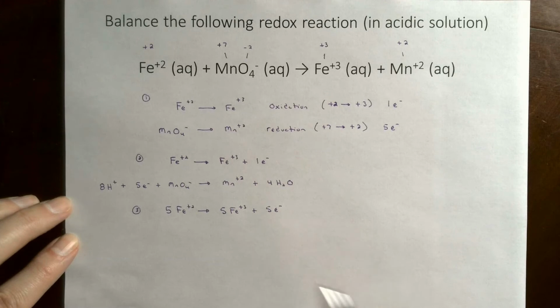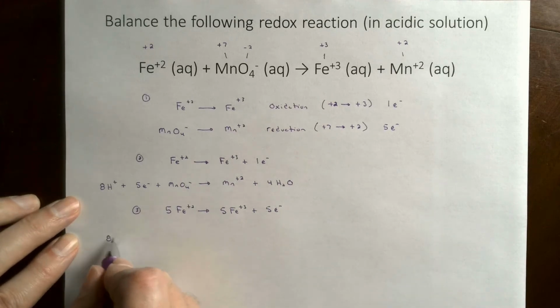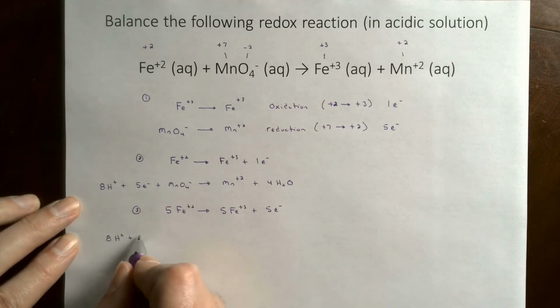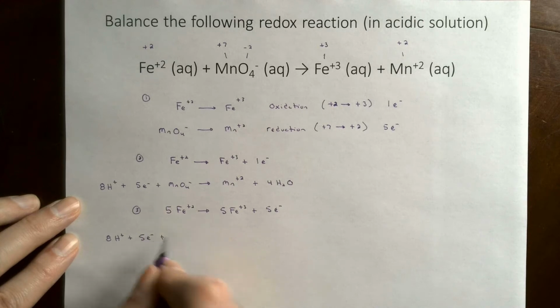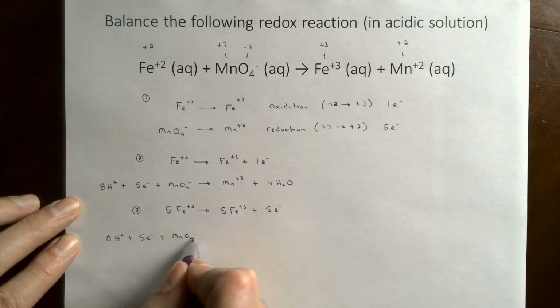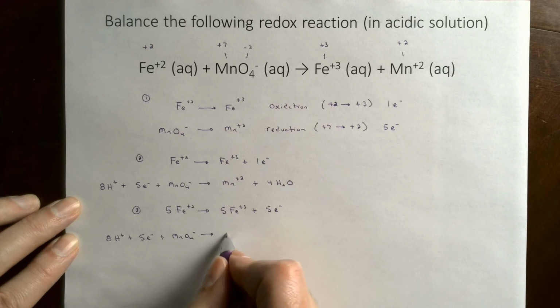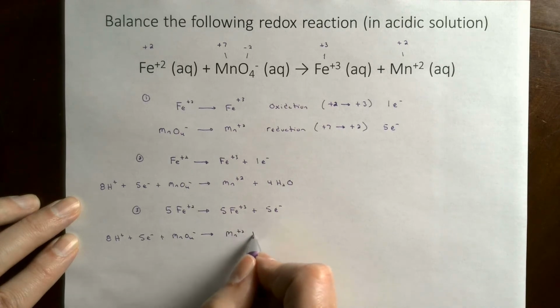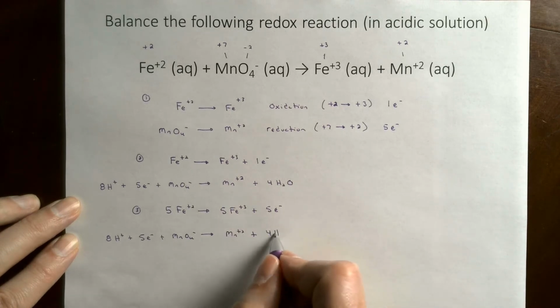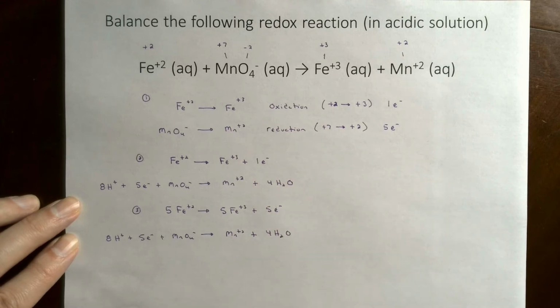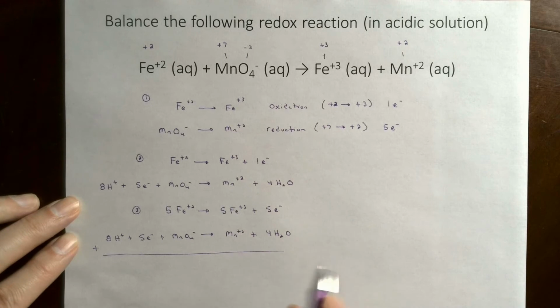The other reaction, in this case, we don't have to do anything to. So 8H+ plus 5 electrons plus permanganate gives manganese 2+ plus 4 water molecules. Now that I've balanced both, all the elements in both are balanced, and they both have the same number of electrons, we can add them together.